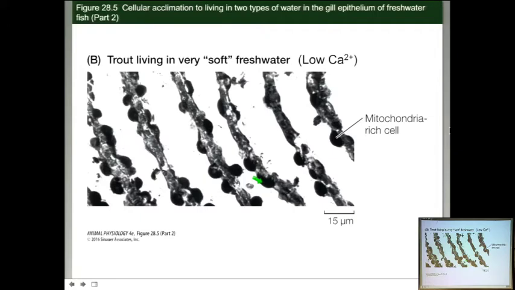Calcium, of course, is a very important signaling molecule, and so a low calcium environment requires an increased amount of pumping sites to scavenge the small amounts of ions that are available.